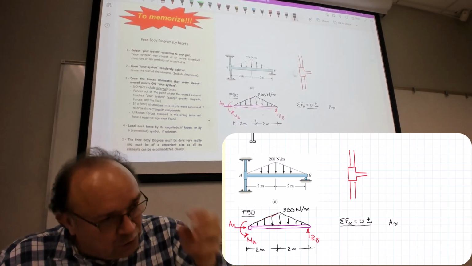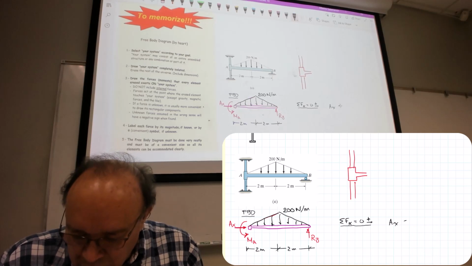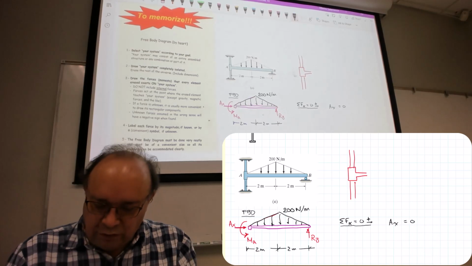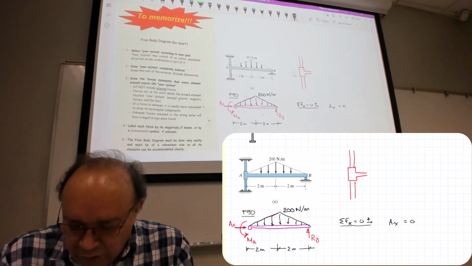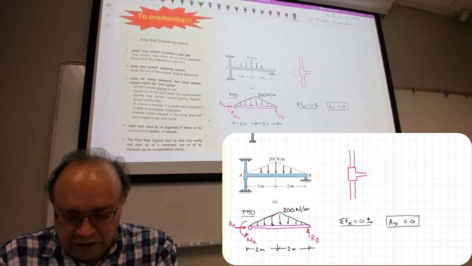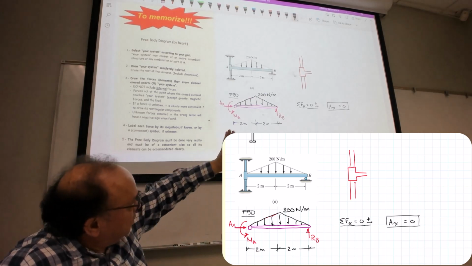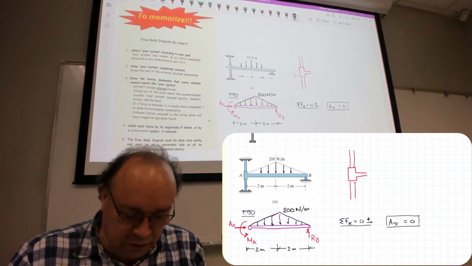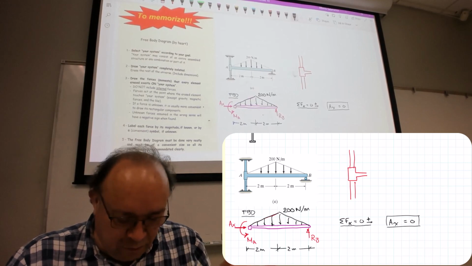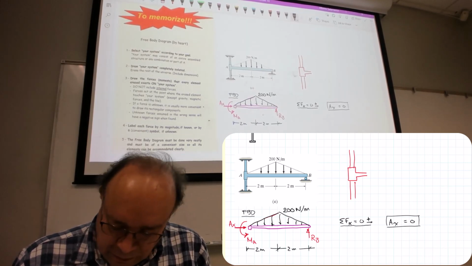So once you put the summation, you put all the forces that you find, then you write equal to 0. So from here we found that AX is equal to 0. Just so easy from that equation. Well, this is just an example to show the procedure, so we don't want to get confused by a complicated problem. This is just to get the concept.